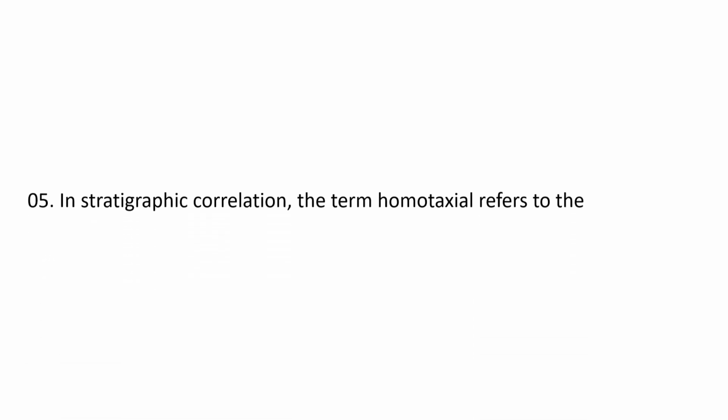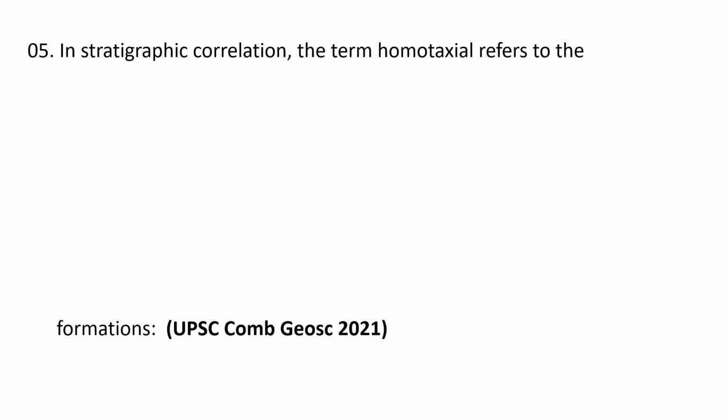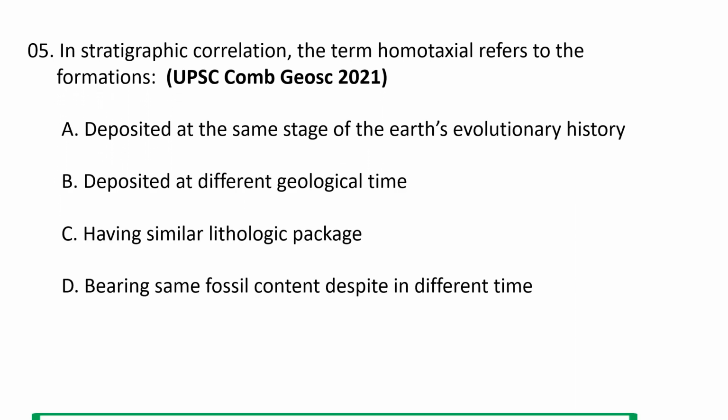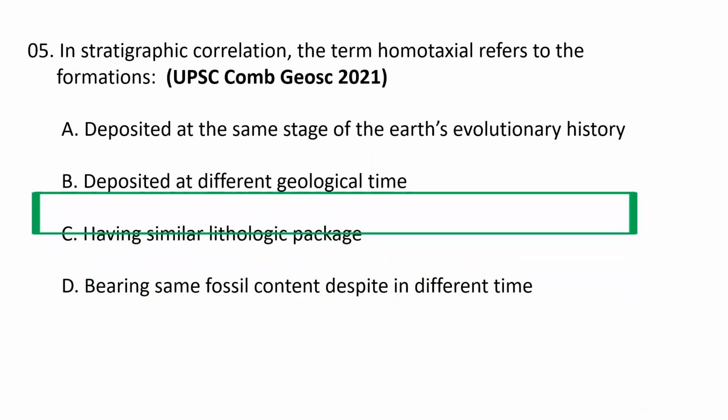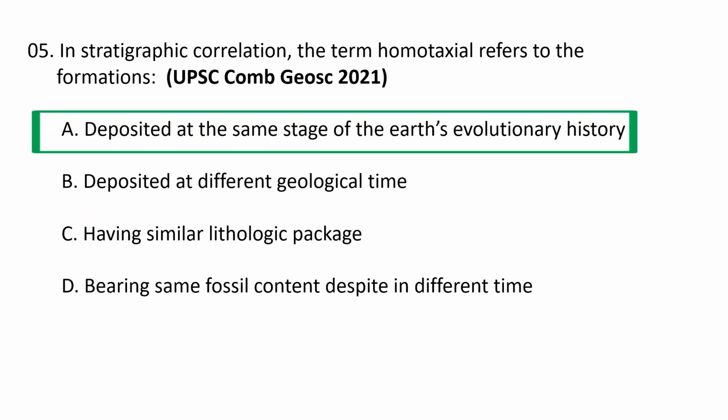Next question. In stratigraphic correlation, the term homotaxial refers to the formations A. Deposited at the same stage of the Earth's evolutionary history, B. Deposited at different geological time, C. Having similar lithologic package, and D. Bearing same fossil content despite being in different time. So in stratigraphic correlation, the term homotaxial refers to the formations which are deposited at the same stage of the Earth's evolutionary history. A is the correct option.